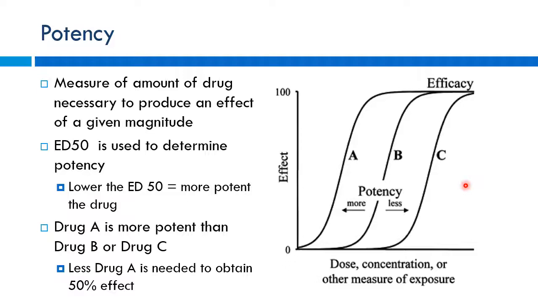However, which one's going to be the least potent? C would be the least potent because it's farther off to the right, which means I have to give the biggest dose of drug C to get that effect. Maybe I'm giving a gram of drug C, whereas with, say, drug A, which is going to be more potent, I may only have to give, say, a milligram of it.